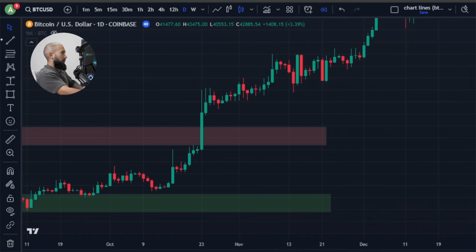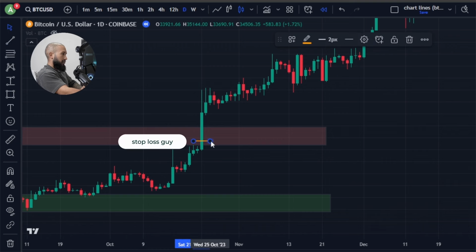For this to happen, you had to have a lot of market participants doing a few things. Three things to be specific. So I'm going to label these three things as three types of traders. The first trader, we're going to refer to as the no stop loss guy.